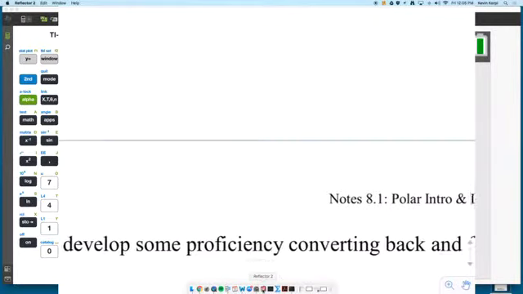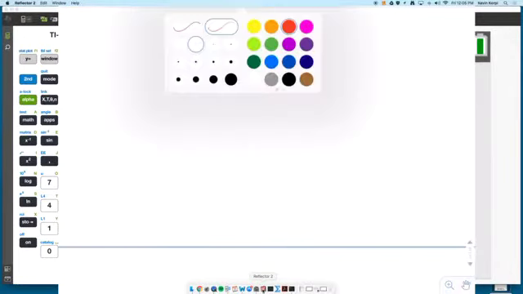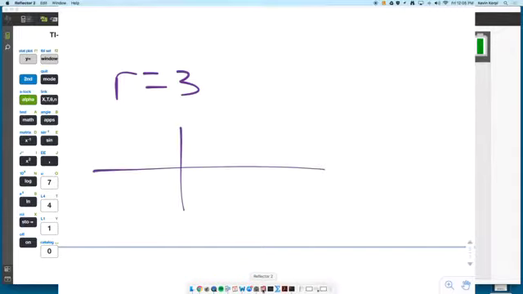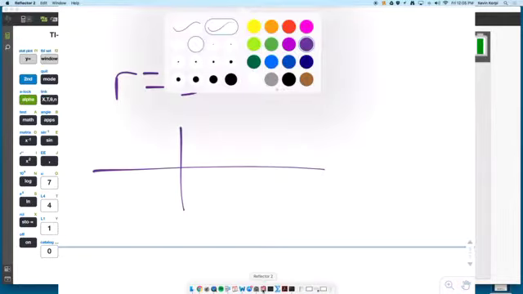And one other one here. What if I have just something like r equals 3? What would that look like? This one you could graph on the calculator because it's solved for r. But now if there's no theta, that means theta could be anything as long as the radius is what?